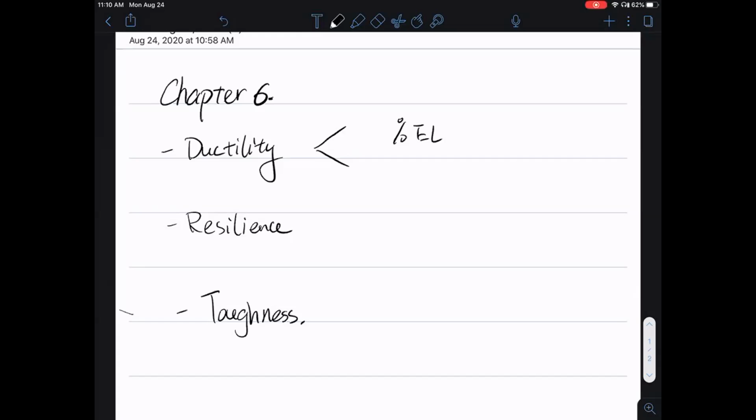Another way to calculate ductility is percent reduction in area. That's percent RA. Then you have to find out the cross-sectional area at fracture and find the change of area divided by the original area to find out this percentage.